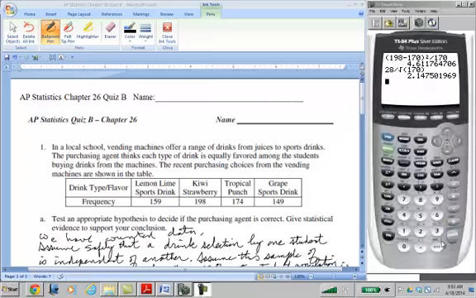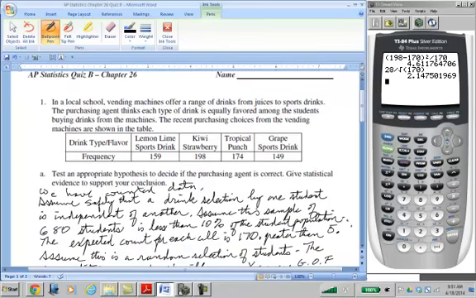Chapter 26, Quiz B. First question: local school vending machines offer a range of drinks. So we have 4 categories of drinks, and the purchasing agent thinks that each drink is equally favored among the students.